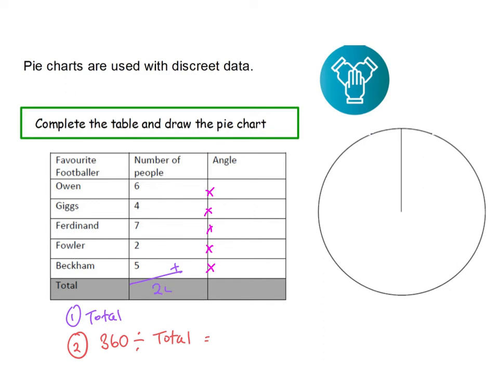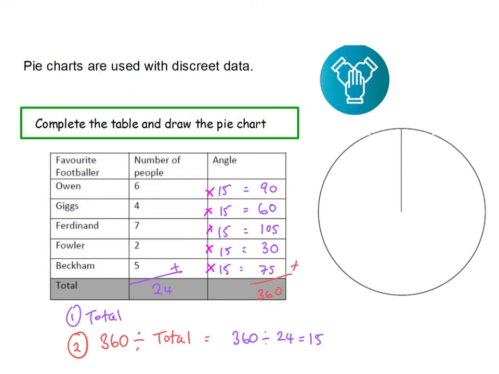So our total is 24, so we've got to do 360 divided by 24, which is 15. So we're timesing all of these by 15. Some of them are quick and easy, we can do straight away. So that's going to be 30, it's going to be 60, it's going to be 90, 70, 105. And 50, 75, and we're just going to check to make sure that it adds up to make 360.